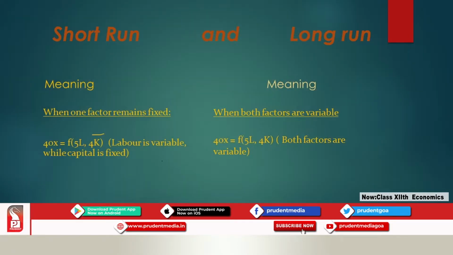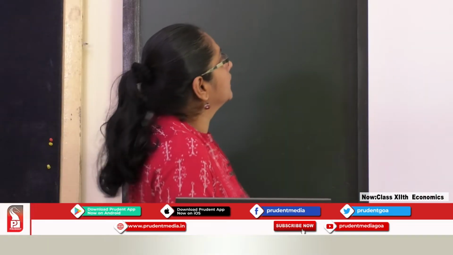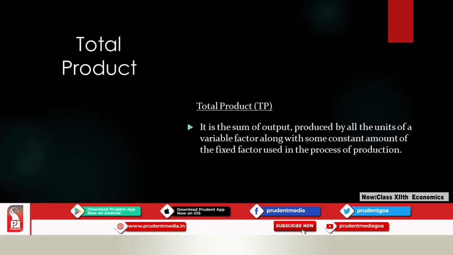So, in the short run, one of the factors is going to remain fixed while the other will be variable, but in the long run, all the factors are variable. There is no fixed factor to be considered in this case. Now, these are certain concepts that we are going to be learning today in connection to production function.